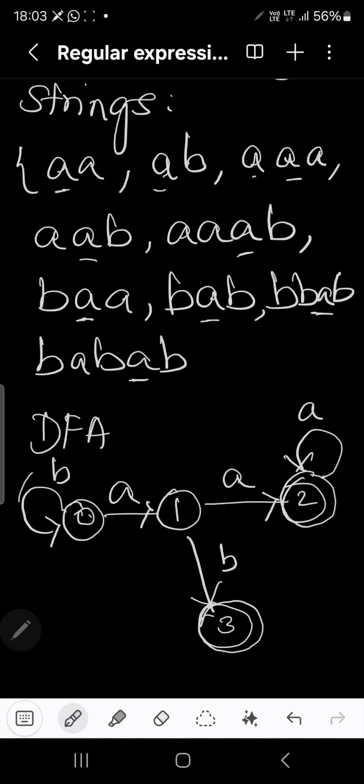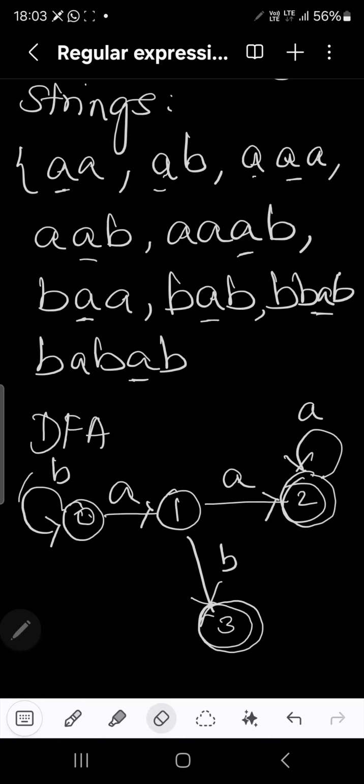Now if we take BAA, for the first B, the transition is from state 0 to state 0. The second character is A, so the transition is from 0 to 1. The third character is A, the transition is from 1 to 2. So here also it is satisfied.